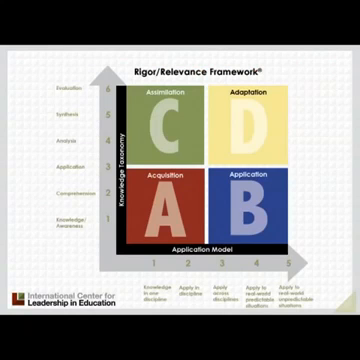The Rigor Relevance framework, developed by the International Center, has been used for several years to describe the levels of learning. It takes 2 scales that measure increasing complexity of student work. First, in the area of thinking, and that uses the long-standing Bloom's taxonomy, and the application model, which was created by the International Center to provide a second dimension of increasing student complexity of work.